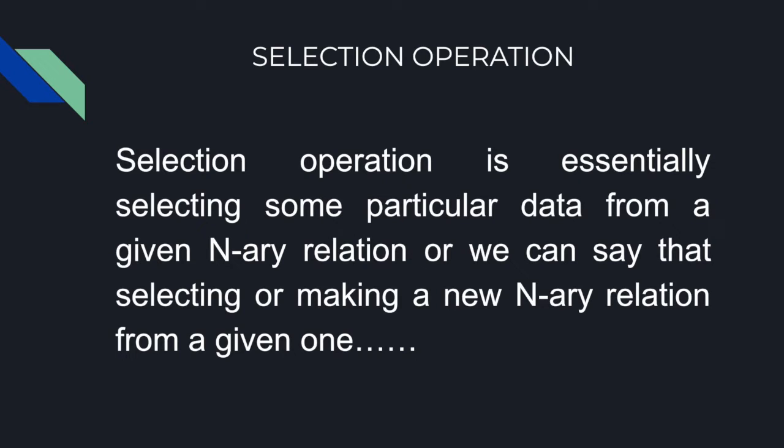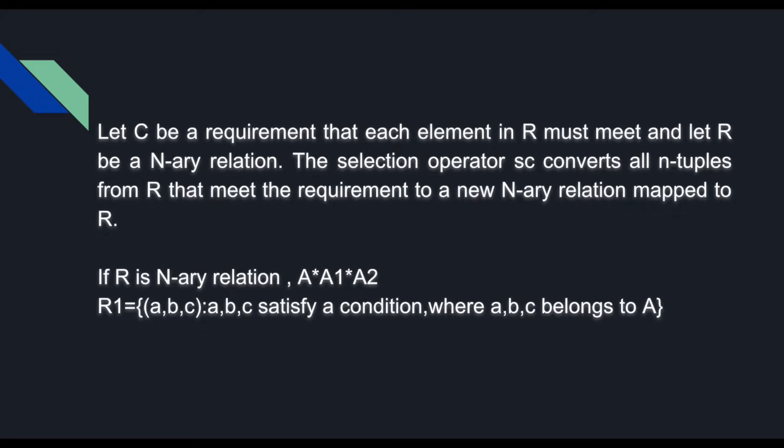Selection operation is essentially selecting some particular data from a given N-ary relation, or making a new N-ary relation from a given one. This is the casual language to explain it. In formal language, let C be a requirement that each element in R must meet, and let R be an N-ary relation. The selection operator SC converts all n-tuples from R that meet the requirement to a new N-ary relation mapped to R.